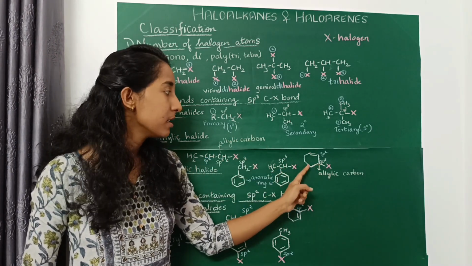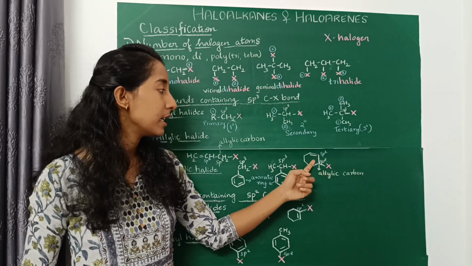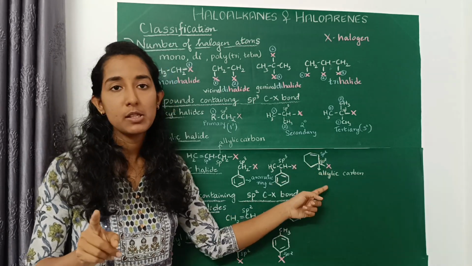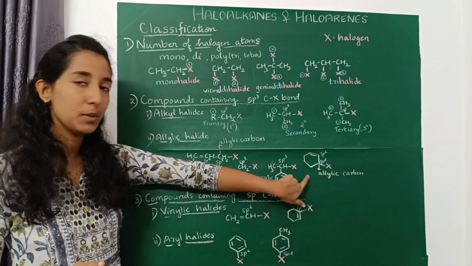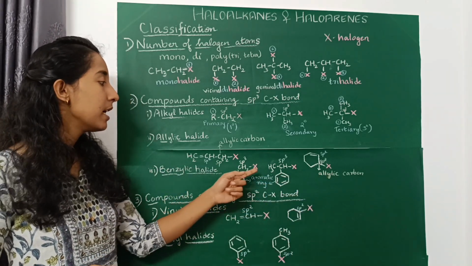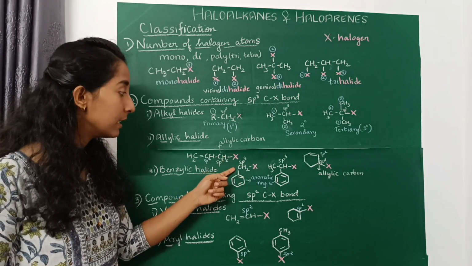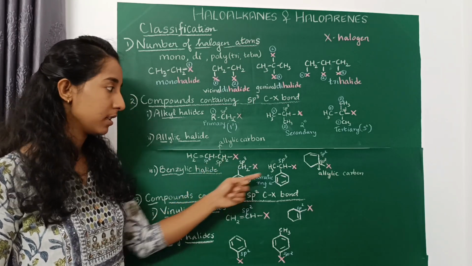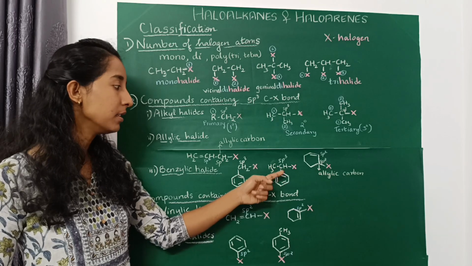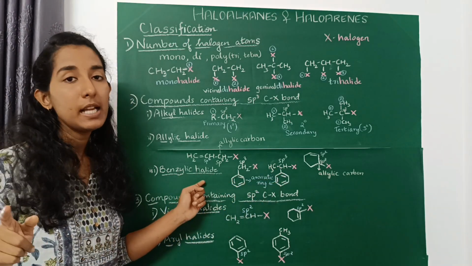The other example is a cyclic compound, where the halogen is attached to an sp3 carbon, which is in turn attached to an sp2 carbon. So this is an example of an allylic halide. Then moving on to benzylic halide. In benzylic halide, you can see the halogen is attached to an sp3 carbon, which is in turn attached to an aromatic ring. Same is the case here: the halogen is attached to a carbon, in turn attached to an aromatic ring. So this is called a benzylic halide.